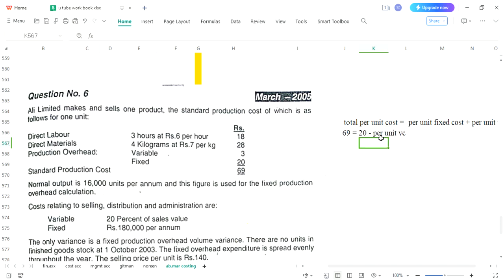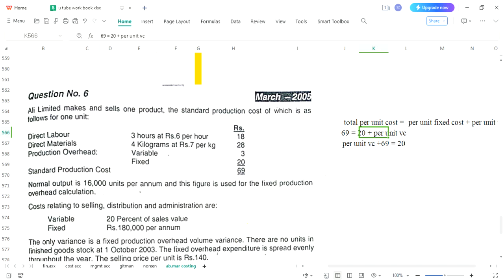Next step is what? Per unit cost is negative over here. You want to take it to the right side. So what will happen? It will turn into plus, and 69 was present already on left. What would be left on right side? Only 20. Here sign is plus, per unit cost plus. Okay, the next step is what?